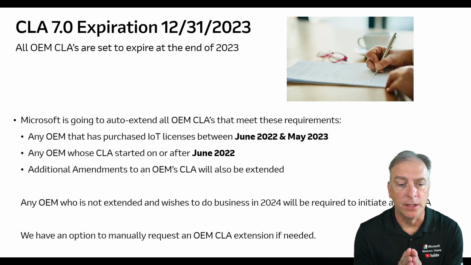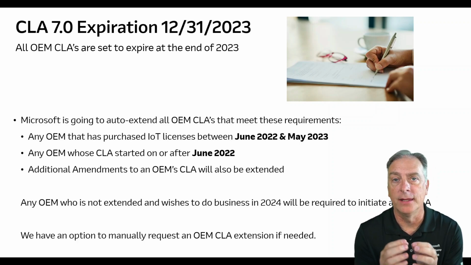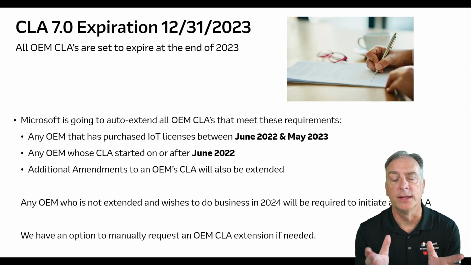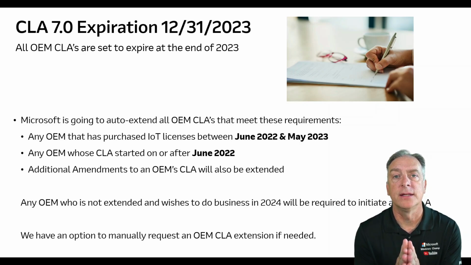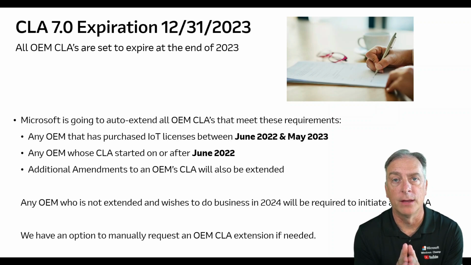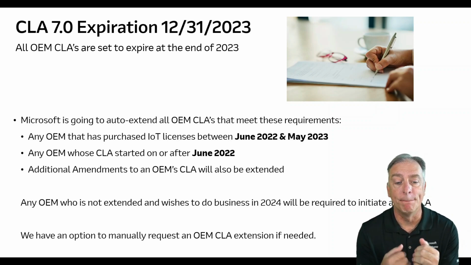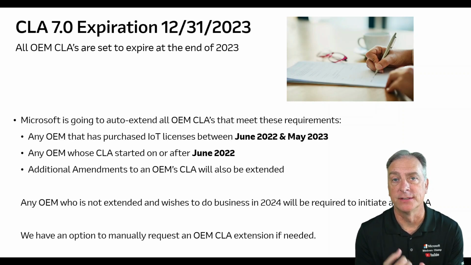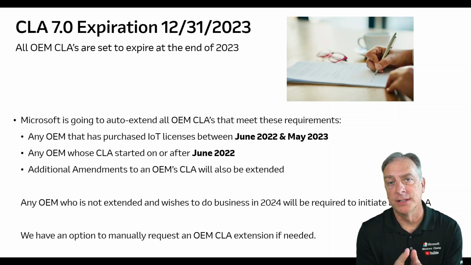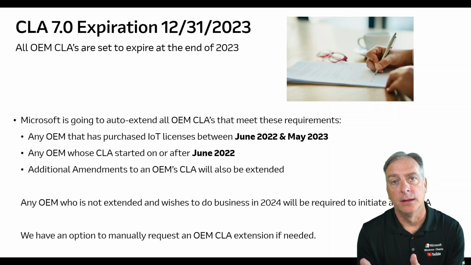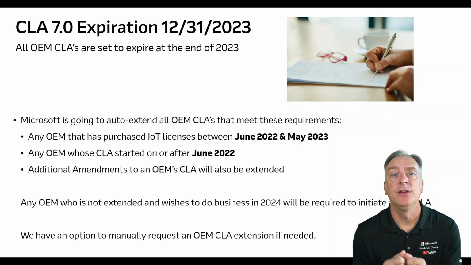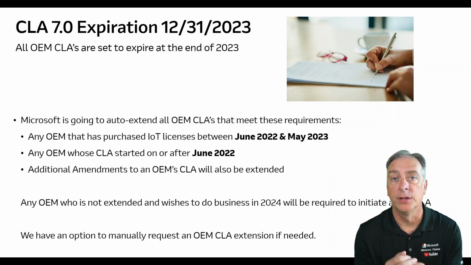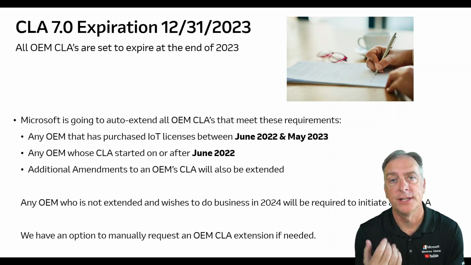And if you're an OEM and you don't fit this criteria, what then? You basically have a couple of options. You can reach out to us and we can make a manual request, asking Microsoft to extend your CLA. So maybe your CLA was a little bit older than the June 2022 timeframe, and you still haven't bought and sold anything, but you still plan on doing that. Reach out to us. We can have Microsoft extend it.